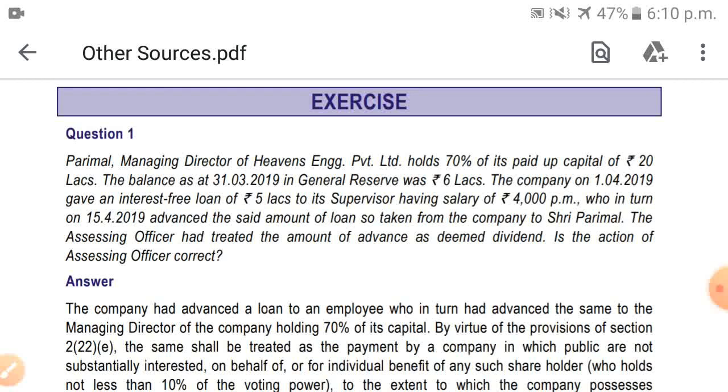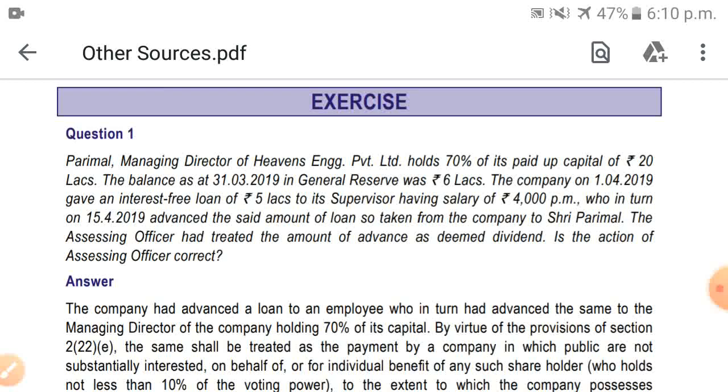So here goes the exercise of income from other sources. Question number 1. Parimal, Managing Director of Heavens Engineering Private Limited, holds 70% of its paid up capital of rupees 20 lakhs. The balance as at 31st March 2019 in general reserve was rupees 6 lakhs. The company on 1st April 2019 gave an interest-free loan of rupees 5 lakhs to its supervisor having salary of rupees 4,000 per month, who in turn on 15th April 2019 advanced the said amount of loan so taken from the company to Shri Parimal.